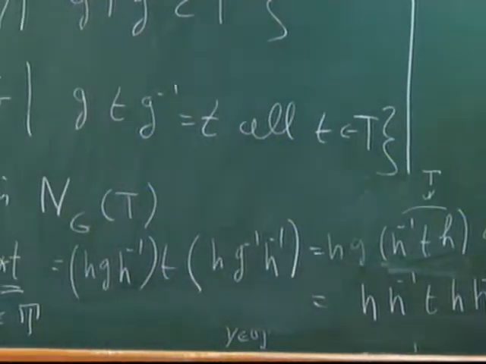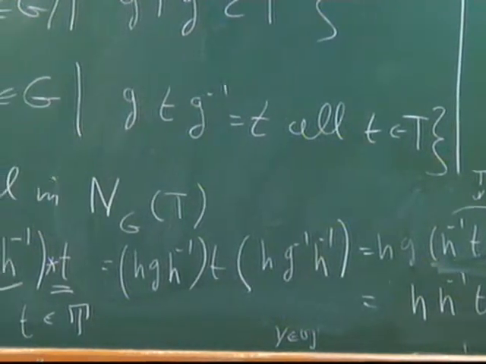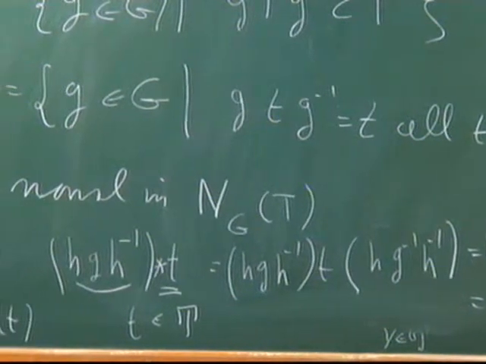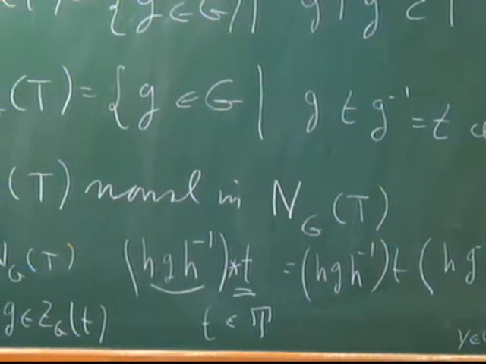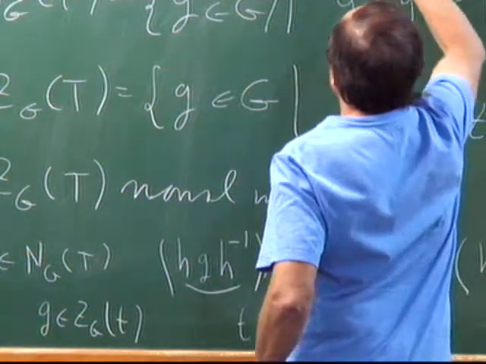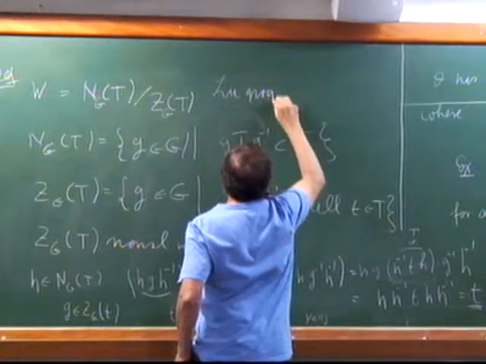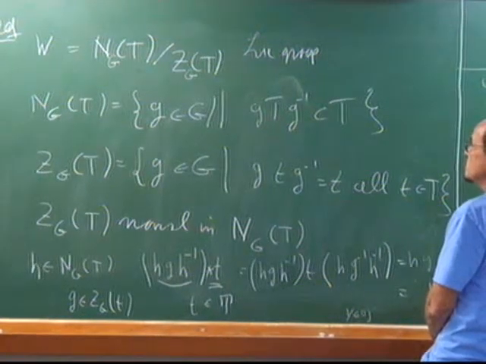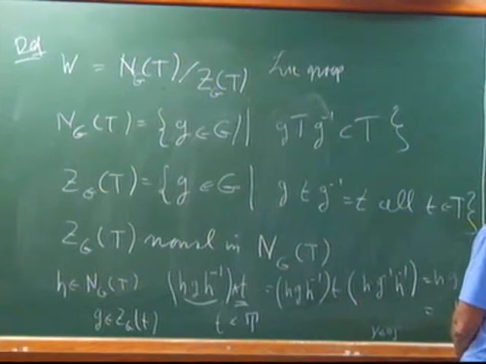That's a general principle, right? Whenever you define something like this, the centralizer of whatever object is always normal in the normalizer, and therefore the quotient is a group. Right? So this here is really a Lie group. So why is that a Lie group?